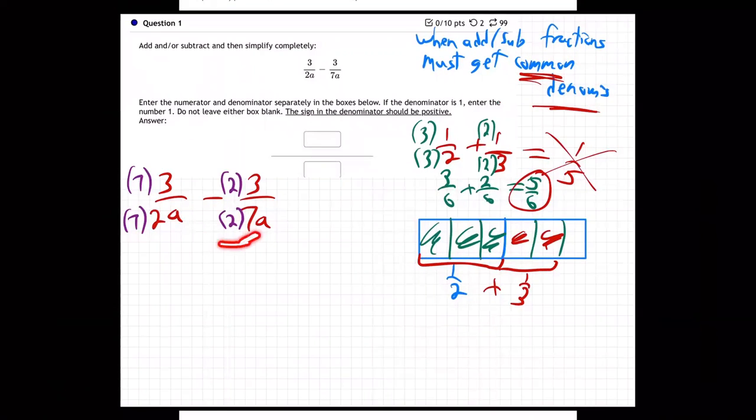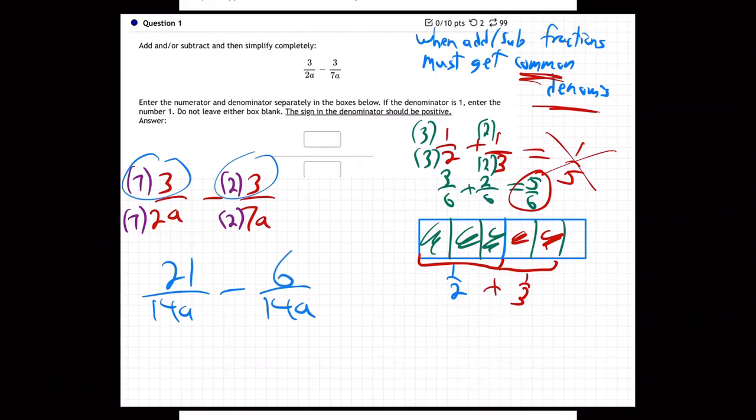See how this has a 7, so I had to do the 7 top and bottom on the other fraction. And this one has a 2, so I had to do the 2 top and bottom on the other fraction to make them have the same stuff in the end. So now they're both going to be 14a and 14a, aren't they? What's on the top? 3 times 7, 21. 3 times 2, 6. Now we can subtract them. What is 21 minus 6? I think 15. And the bottom just stays the same, over 14a, and we're done. That's the answer right there. Put a box around it.